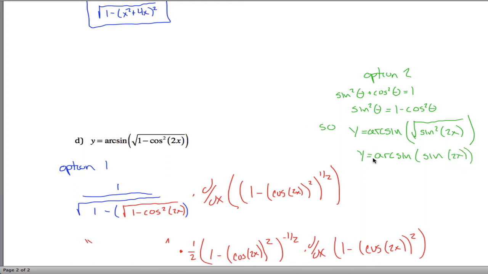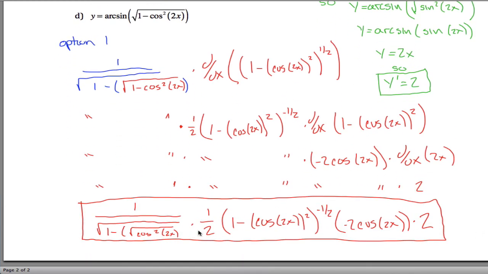And why is that good? Because the arc sine of the sine of something is just that something. These are inverse functions. Y is just equal to 2x. So y prime is equal to 2. A lot easier calculus-wise than all this mess here. What that's saying is that if I go through and simplify this thing super carefully, things should all cancel out. And I don't know, you can kind of see it.